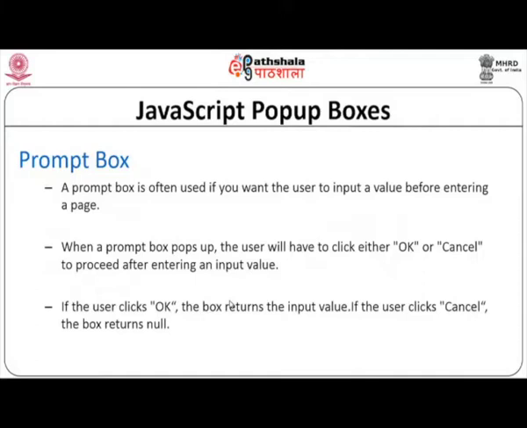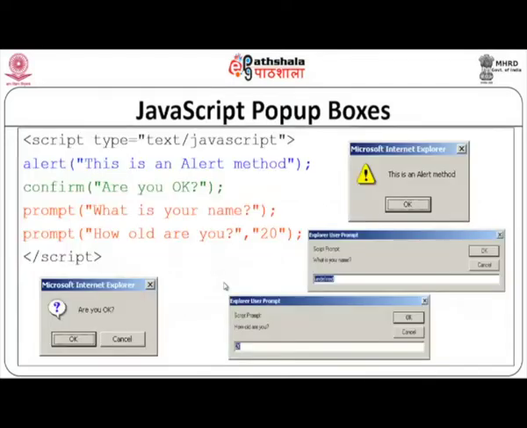And there is a box called prompt box. This is often used when the user wants to input some value in the web page. When the prompt box pops up, there would be a text box to enter some value from the user, and it also holds both an OK button and a cancel button. If the user clicks the OK button, the box returns the input value, or if the user clicks the cancel button, the box returns null. So, these are the three different boxes you can see when working with JavaScript.